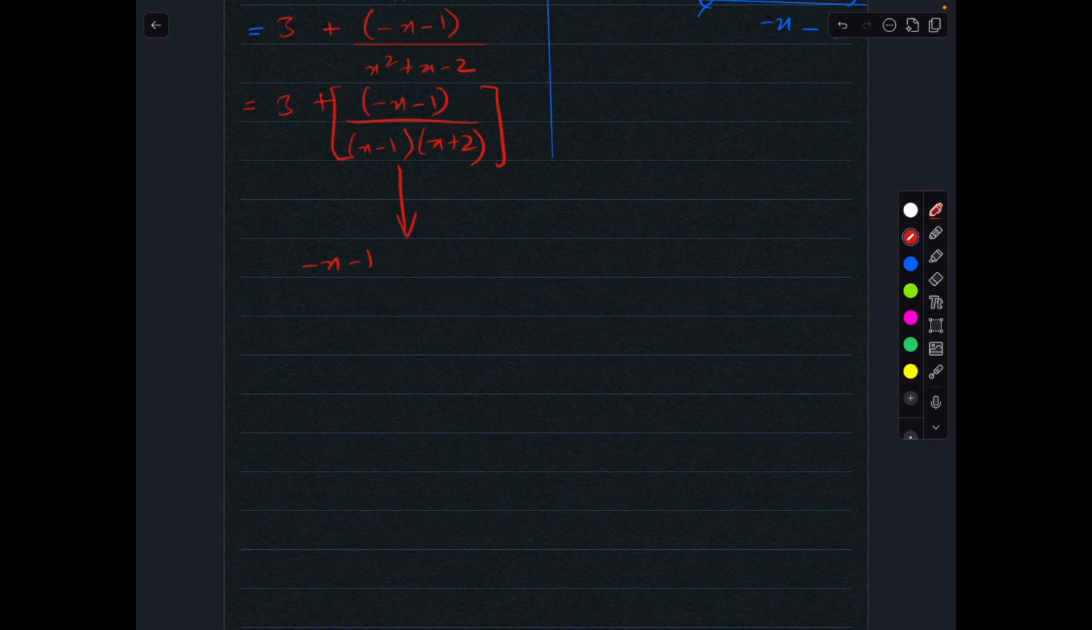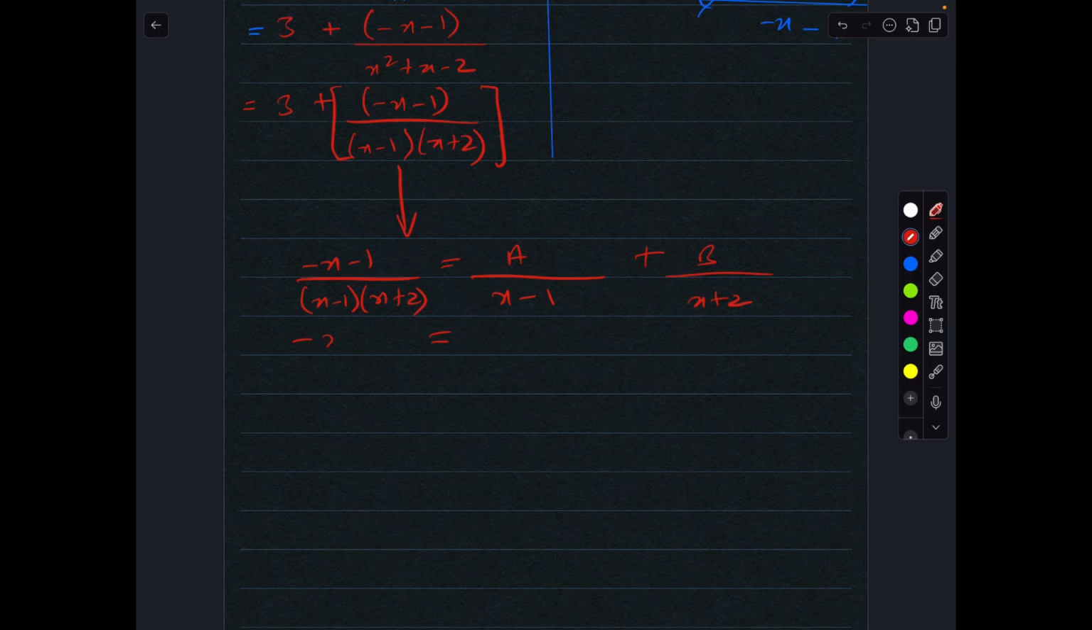So we first of all rewrite the thing, and we have A over x minus 1 plus B over x plus 2.